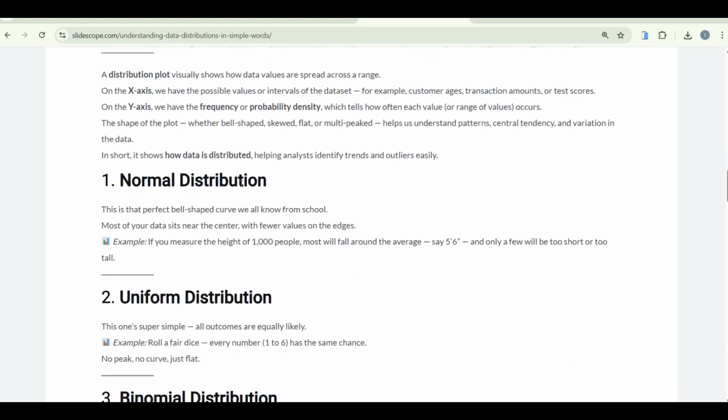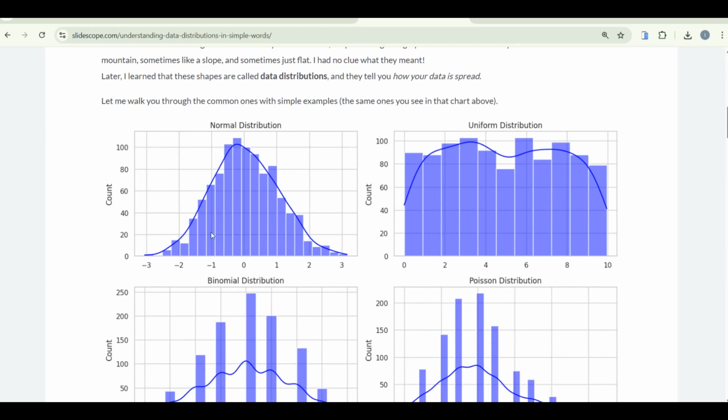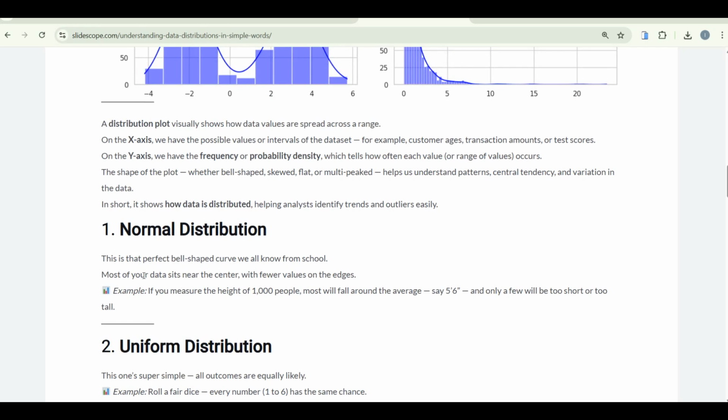So first is normal distribution that you are seeing here. It's like a bell curve. This is that perfect bell shaped curve we all know from school. Most of your data sits near the center with fewer values on the edges.